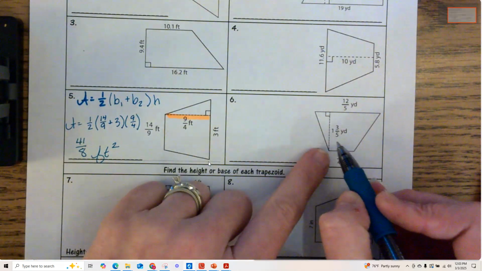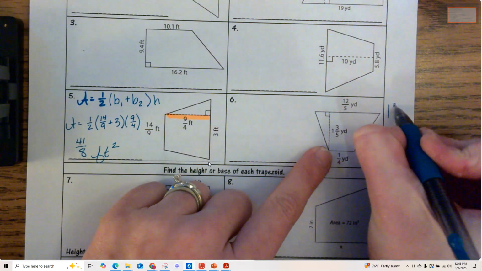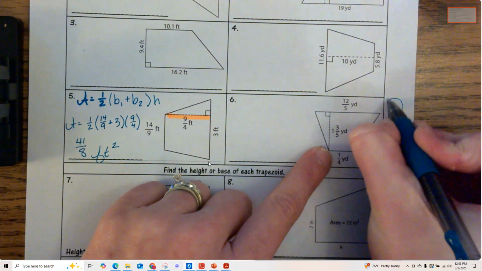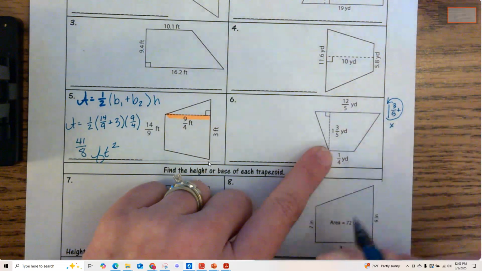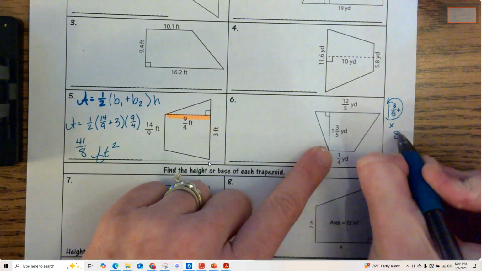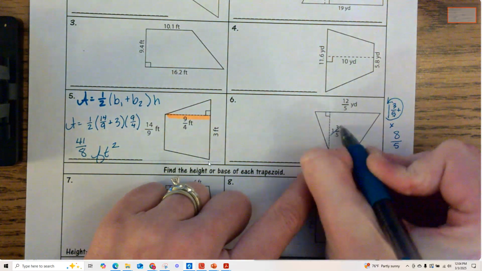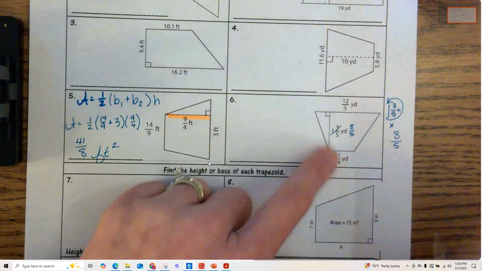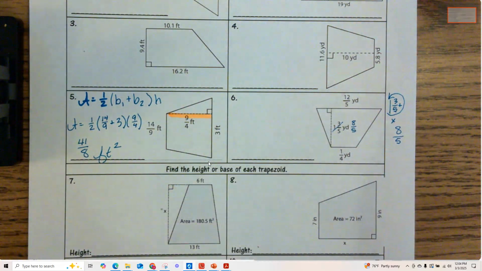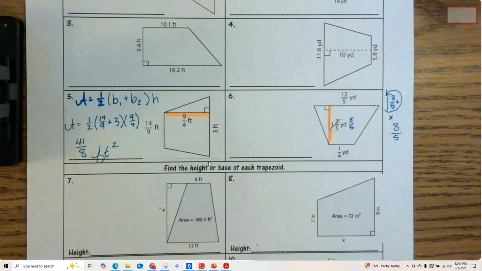This one has a mixed number. So we have to change this. So 1 3/5, we do walk around Texas. 1 times 5 is 5, plus 3 is 8. 5's on the bottom, it stays on the bottom. So 8/5. And then that's actually my height in this one. Again, kind of isolate it so you know not to use that one. The dashed line indicates the height in these figures.